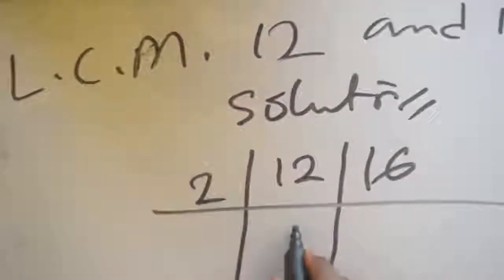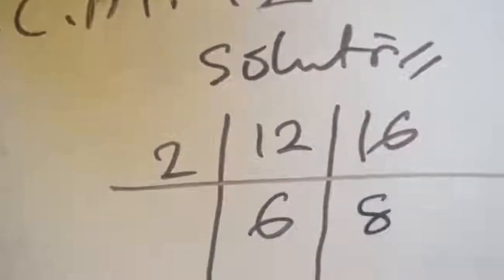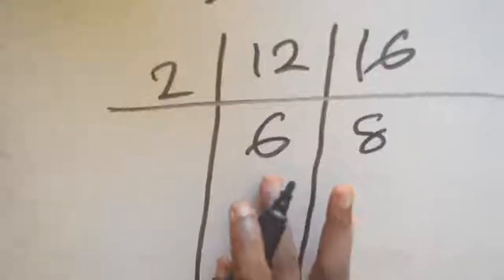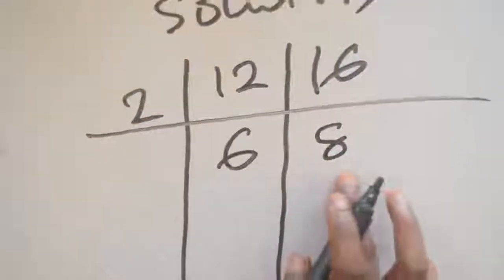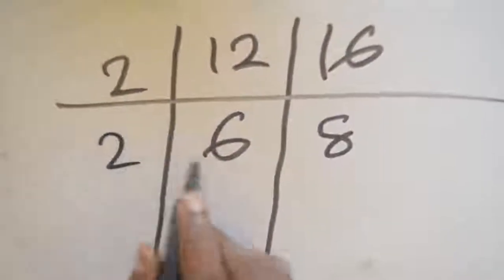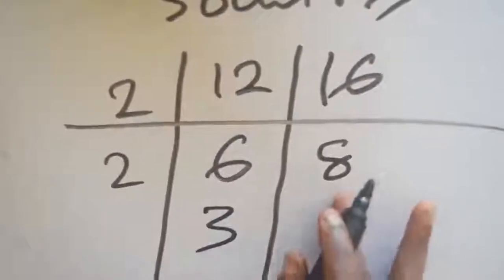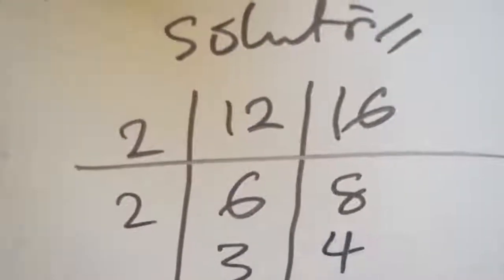12 divided by 2 will give us 6. 16 divided by 2 can give us what? 8. Now, you look again, what number can divide these two new set of numbers? 6 can be divided by something we know. That number is 2. 6 divided by 2 will give us 3. 8 divided by 2 will give us 4.